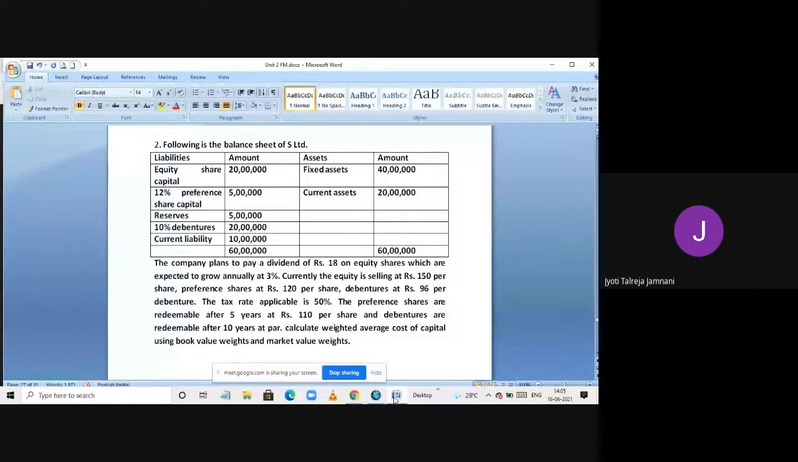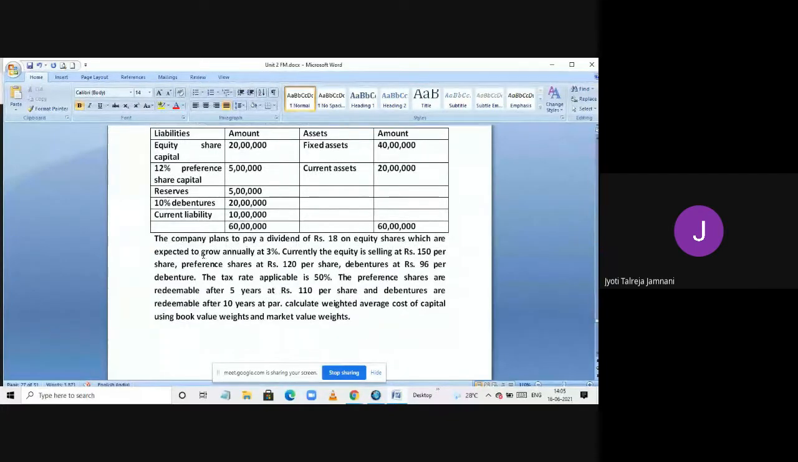So first we'll find what all is given. Depending on that, first we'll find the cost of equity. The company plans to pay a dividend of rupees 18 on equity shares. So dividend is equal to rupees 18 and the expected growth rate is 3%. So G is equal to 3%. Currently the equity is selling at rupees 150 per share. That is the market price per share. So MPS is 150.